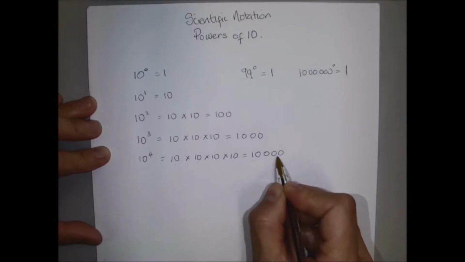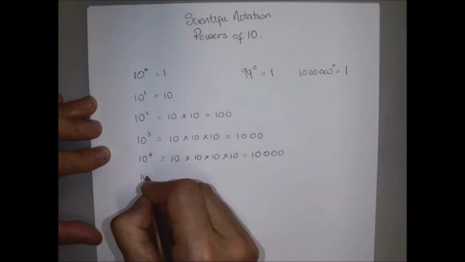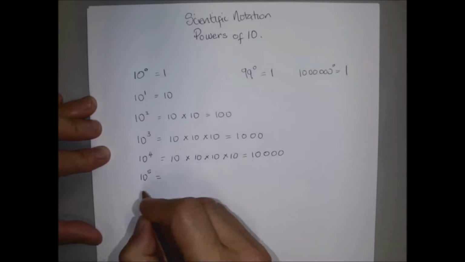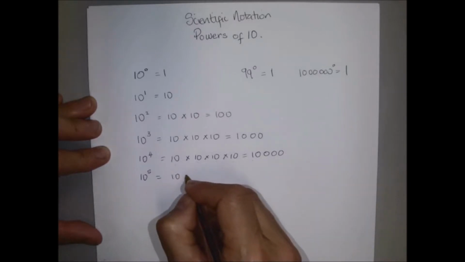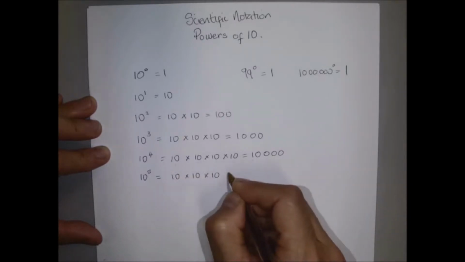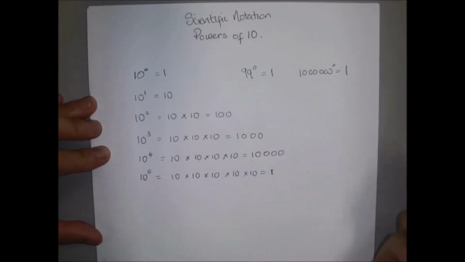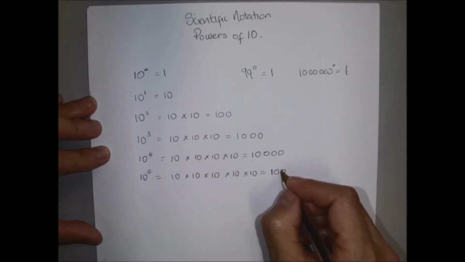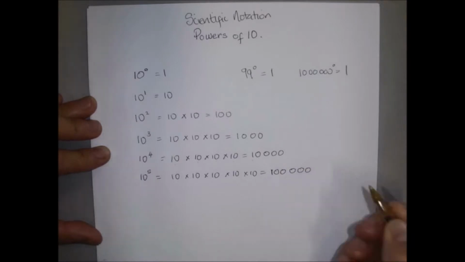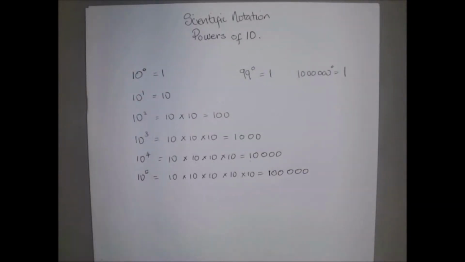1 and 4 zeros. So 10 to the power of 5 then is going to have to be 10 by itself 5 times. 1, 2, 3, 4, 5, and your answer will be 1 and 5 zeros, which is 100,000. Okay, now that's not the only powers of 10 we have. We also have 10 to a negative power.